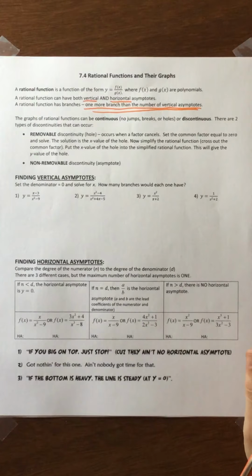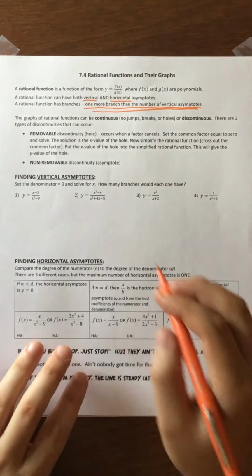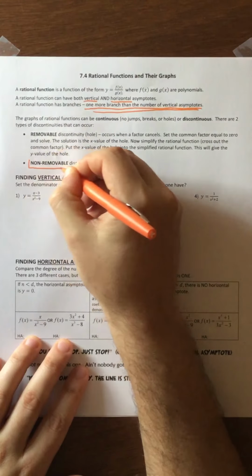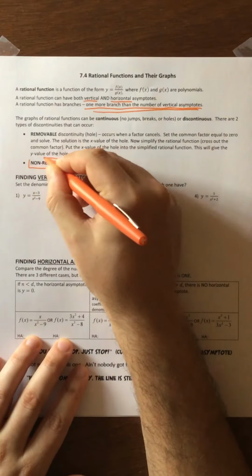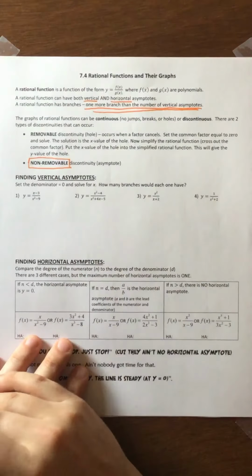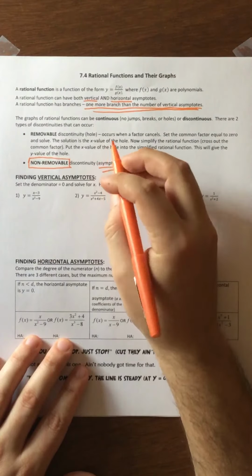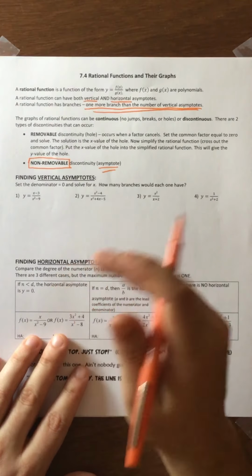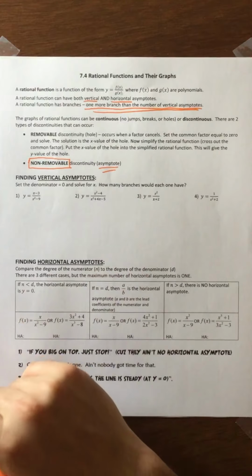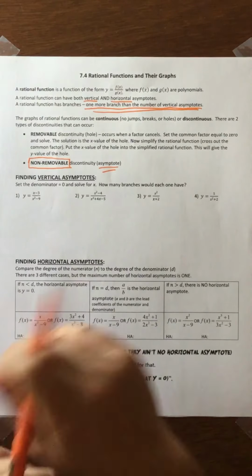Okay, graphs of rational functions can be continuous, which means there are no jumps, breaks, or holes, or discontinuous. There are 2 types of discontinuities that occur. You've seen one of them already. A non-removable discontinuity. These are the asymptotes, okay? And we cannot remove those from the equation, is what that means.